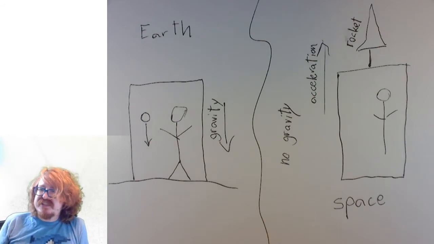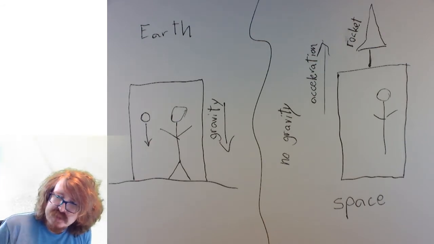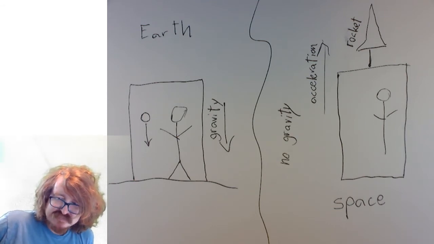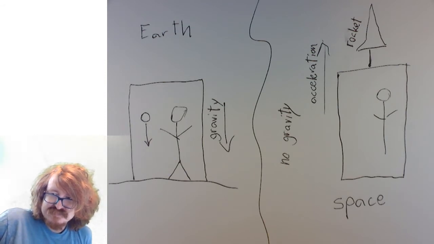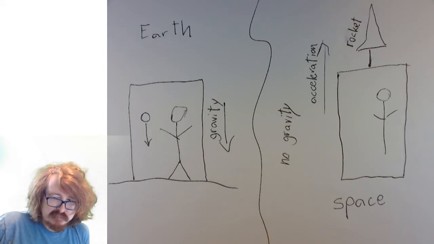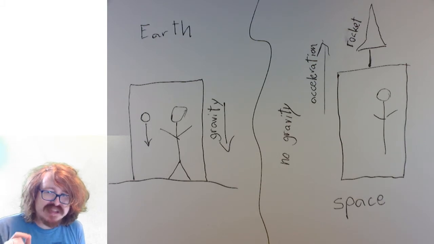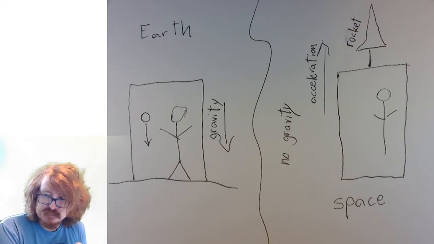Now, will this guy float around in this box, or will he end up getting stuck to one of the sides? Is he going to float, or is he going to get stuck on a side? Let's see if we can figure that out. He's not going to float. There's no gravity, so it seems like he should be able to float. But he will get stuck to a side of this box.